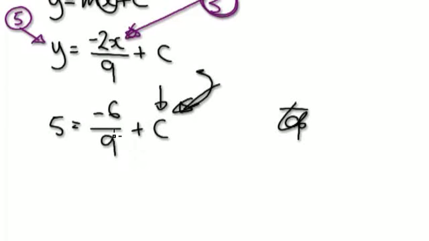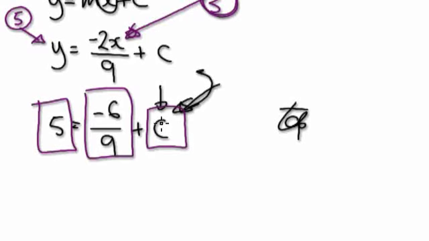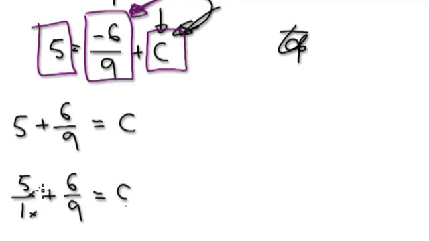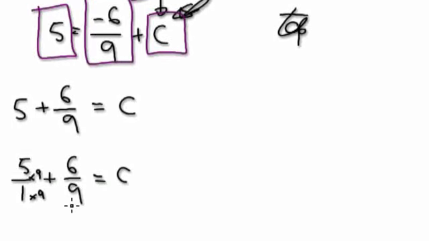Now just somehow find out c. Visualize it like this: you've got this block equals this block plus this block here. To kill off this block so that c can be on its own, inside your mind, add this block to both sides. So 5 add 6 over 9, and then on the right hand side it's just going to be c. Now it's just a matter of adding these two together. Let's turn the 5 into a fraction. So 5 over 1 plus 6 over 9 equals c. Now times top and bottom here by 9, just so that we can get the two denominators to be the same.